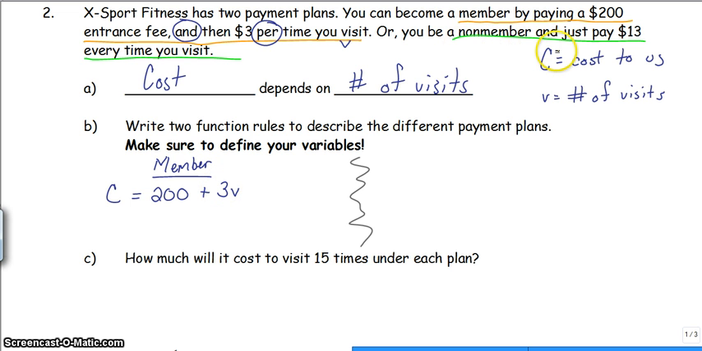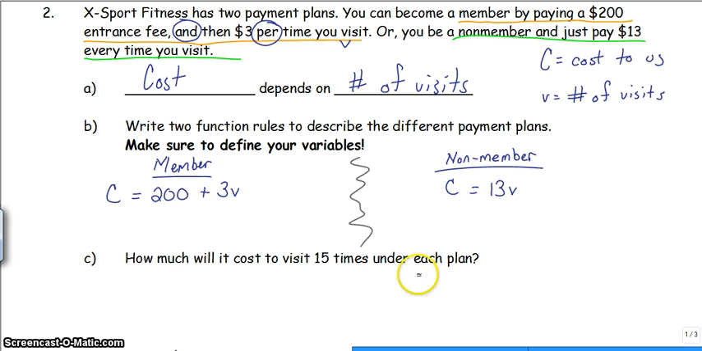The second scenario is when I am a non-member. So I don't want to sign any paperwork. I want to go maybe month to month. I just want to do it during the winter months when it's cold and I don't want to go outside and work out. So I pay $13 every time I visit. I don't have this $200 fee. But I don't pay just $3 per visit. I pay $13 per visit. So my cost in this scenario is equal to $13 times the number of visits, or C equals 13V.